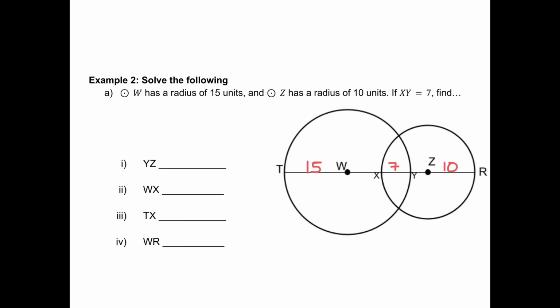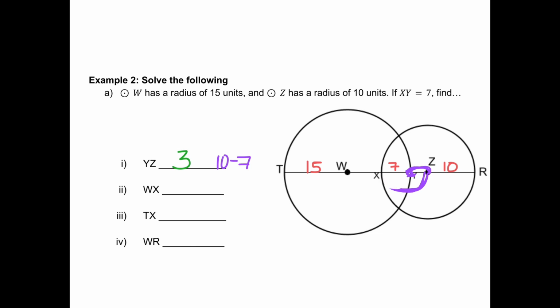So if I know that TW is 15 because that's a radius, and ZR is 10 because that's also a radius, and XY they gave me was 7. So if I need to find YZ, this first problem is YZ here, then that goes from here to here. I need this distance. Well, the radius of this circle is 10. So from X to Z, it's 10. And then I know XY is 7. So all I really have to do is 10 minus 7. So YZ is going to be 3.